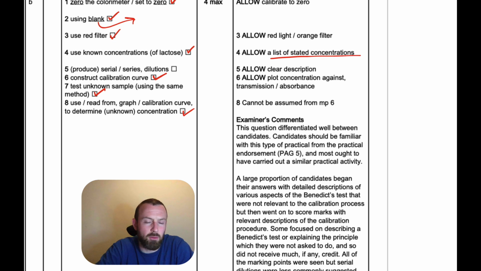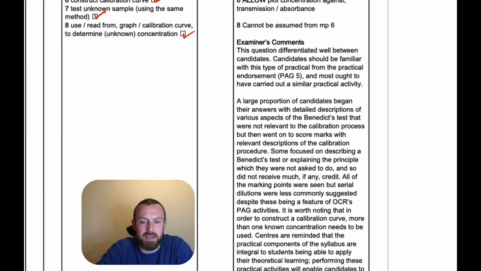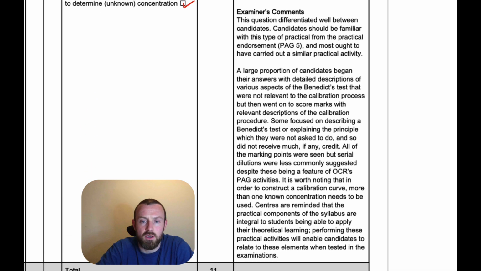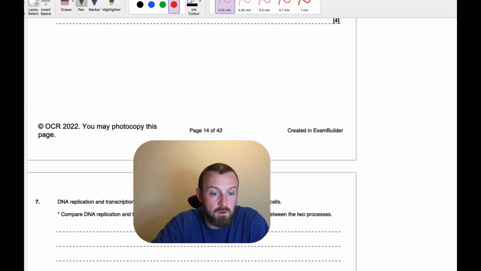So I'll scroll down just a little bit. If you wanted to pause, you could look at the examiner's comments about this question. Students did find it tricky, basically. Pause there if you want to.